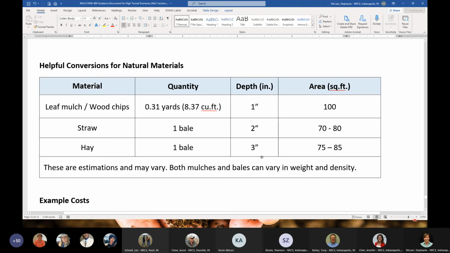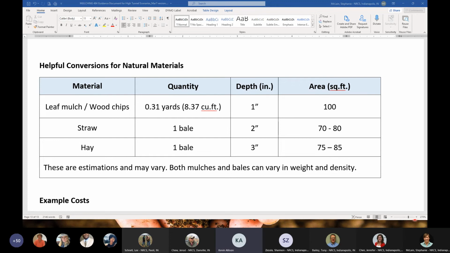Here's your last page, Kevin, some of the things that you had pulled together. Yeah, just like at the bottom of the guidance document, I wanted to give folks a table that helps think through what quantity of mulch might be needed to cover a certain area at a certain depth. So you can see leaf mulch and wood chips take about a third of a yard, 0.31 yards, to cover an inch over 100 square feet. So if we were trying to get to our 2 inches and we were covering 100 square feet, then we would need 0.61 yards. So hopefully that's a table that can help think through that.